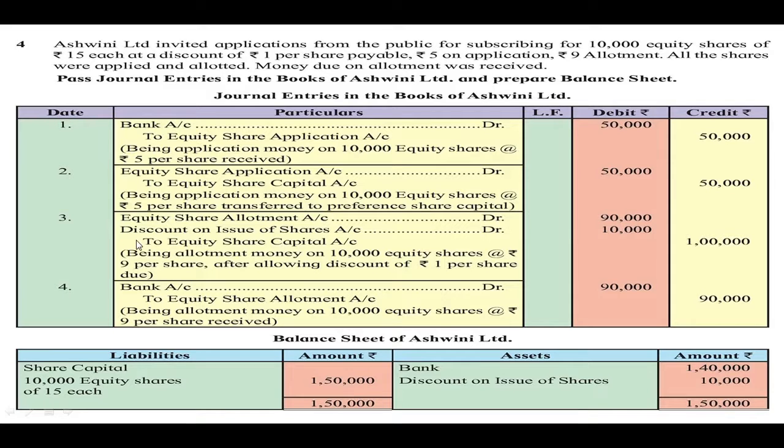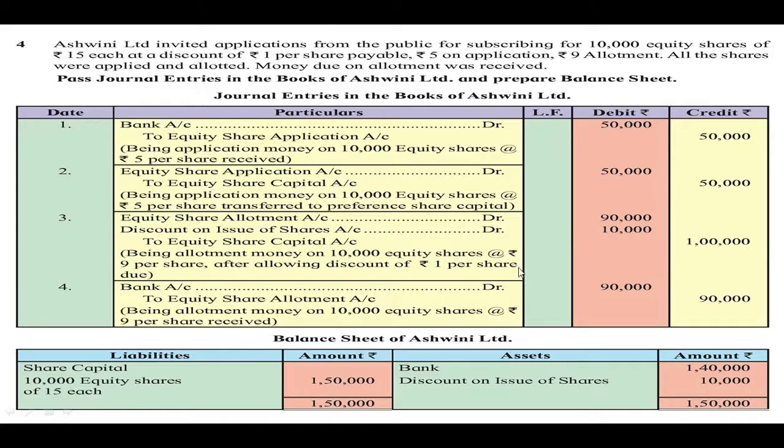Then since discount is a loss for the business, we have to debit discount on issue of shares account. And here rupees 1 discount is given. So 1 into 10,000 equity shares, so that comes to rupees 10,000. That is the discount on share. Then to equity share capital account, that is for the transfer of this entry to the share capital account, rupees 1 lakh.